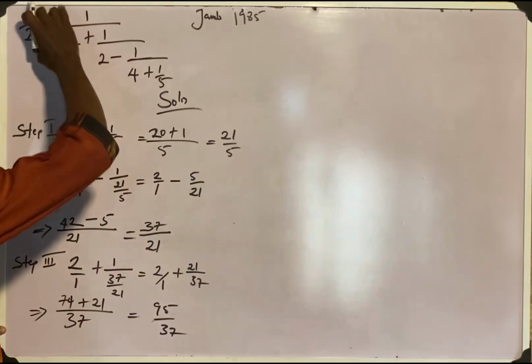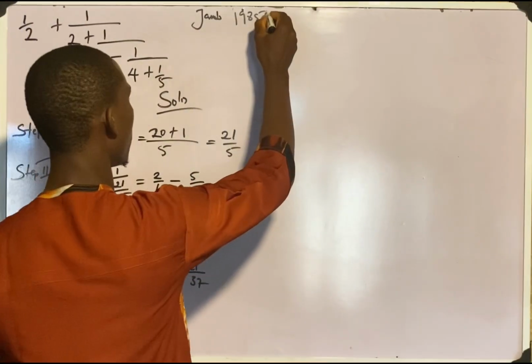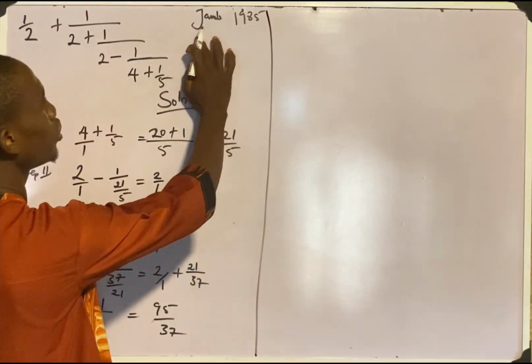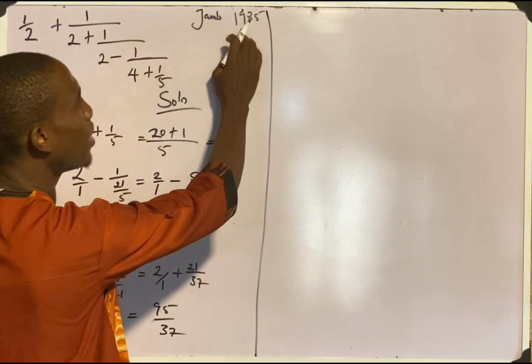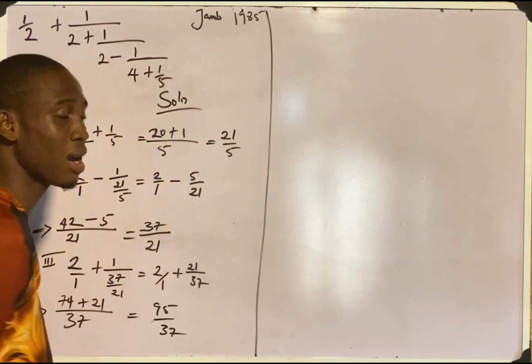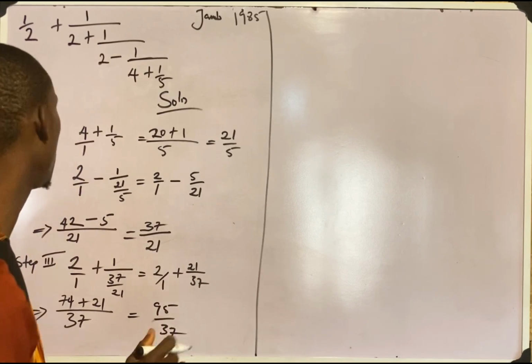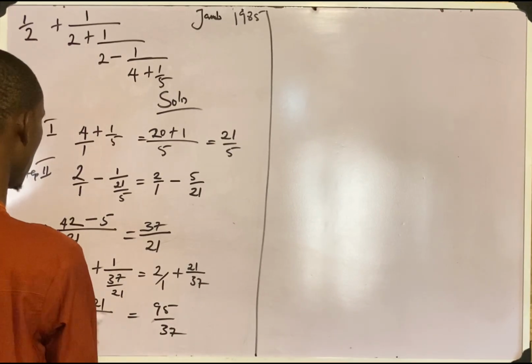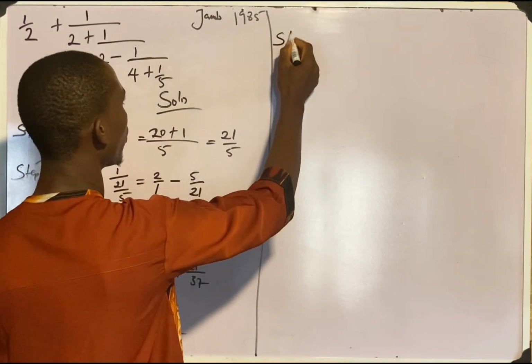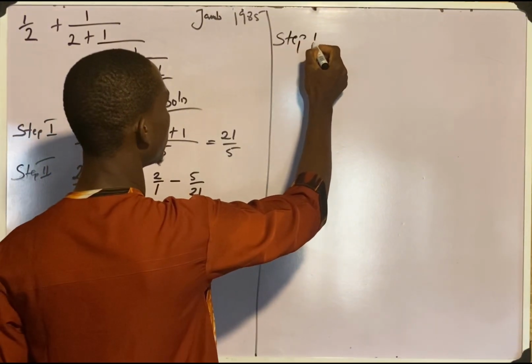We go for the final step. Just for your note, this is a JAMB question, JAMB 1985. It appeared in JAMB 1985, so that you know that we are not working out of place. So the next step, which is step 4, should be the final step.